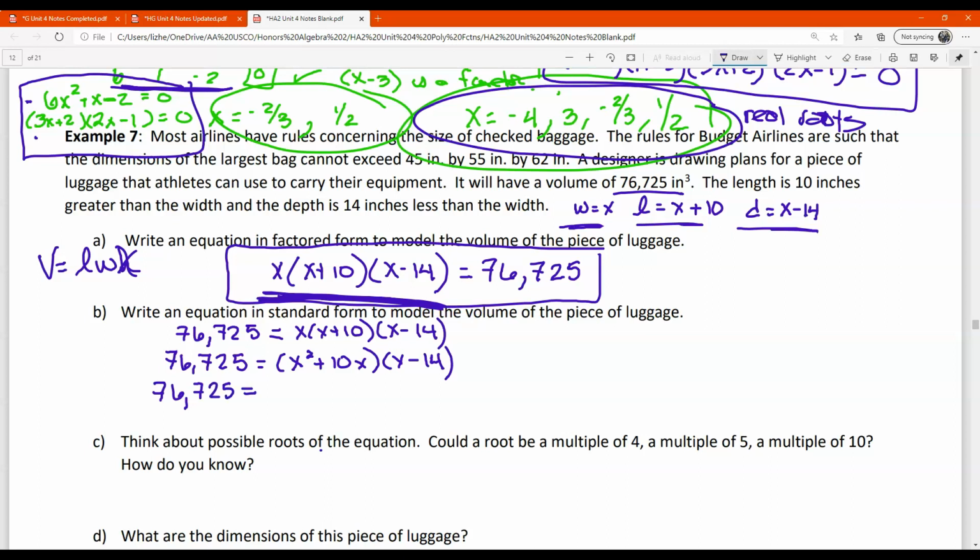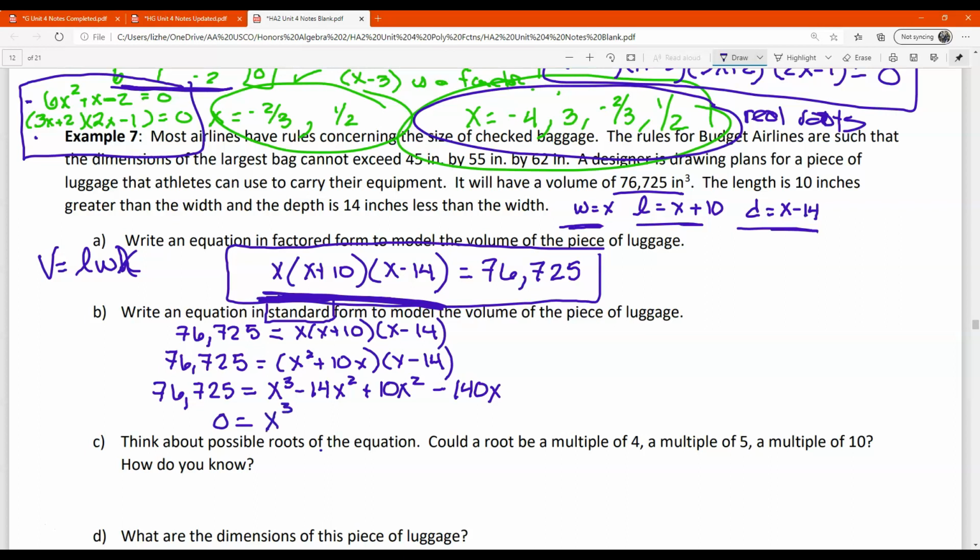725. So I FOIL that out and I will have, oh, I didn't write it down. x cubed minus 14x squared plus 10x squared minus 140x. And as I combine like terms, remember, if it's in standard form, then you need to have 0 on one side of your equation.